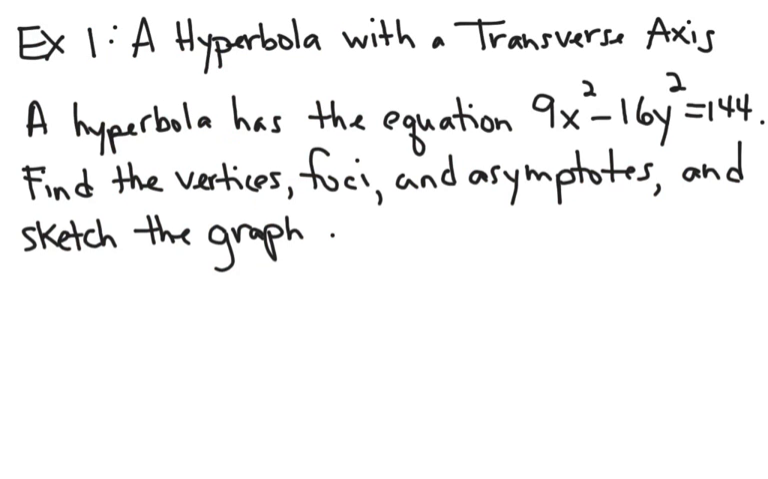Let's do a hyperbola example with a transverse axis. A hyperbola has the equation 9x squared minus 16y squared is equal to 144. Find the vertices, foci, and asymptotes and sketch a graph. To find these, we want this equation to look like the equation that I gave you in the general cases. And that means I want the equation to equal 1, and right now it doesn't.